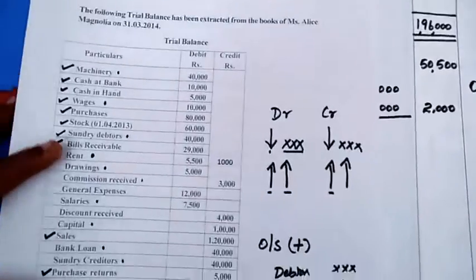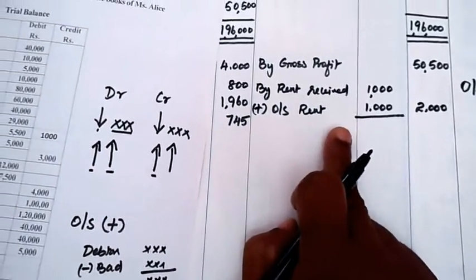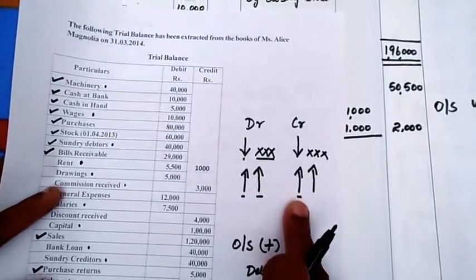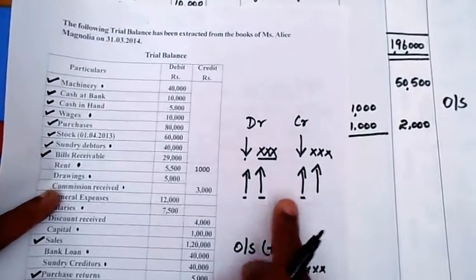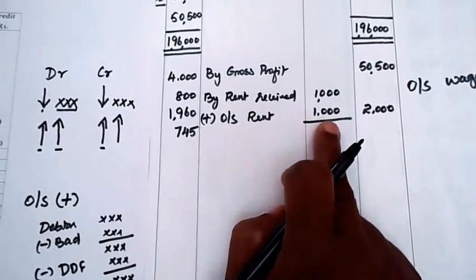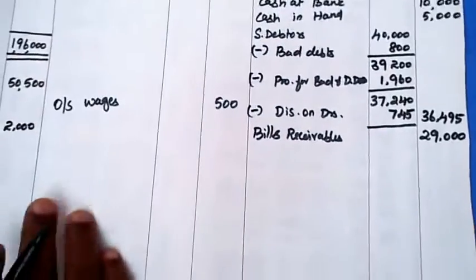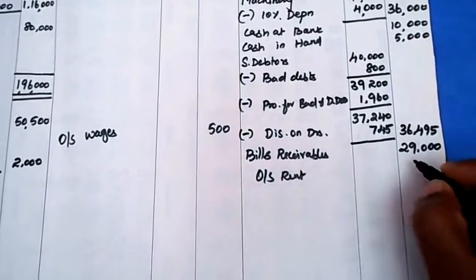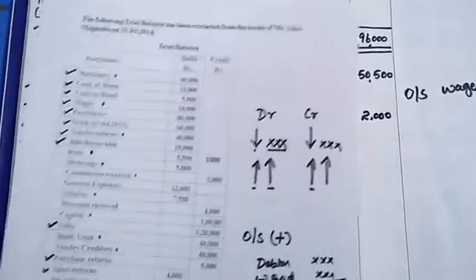So when you increase credit, we have entered this amount under the credit side of the profit and loss account, which means what is the impact? It increases the credit. If any item increases the credit, simultaneously you have to increase debit also. Enter this amount under the asset side. Why? Because asset is a debit balance. So enter this amount under the asset side, outstanding rent. How much? 1,000 rupees.